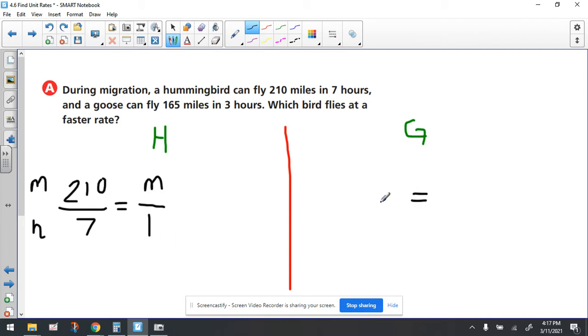Now for the goose, we're going to kind of do the same thing. We'll look at the particulars in the problem. They're saying that it can fly 165 miles in 3 hours.